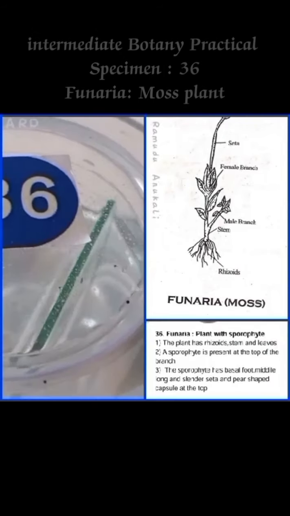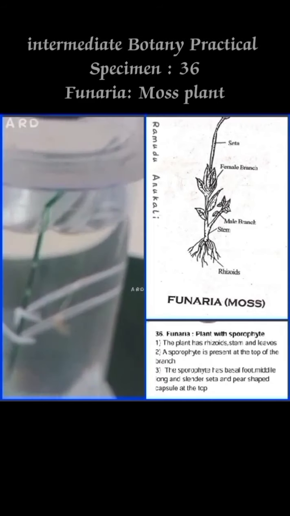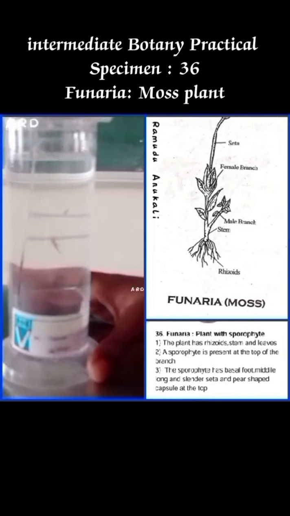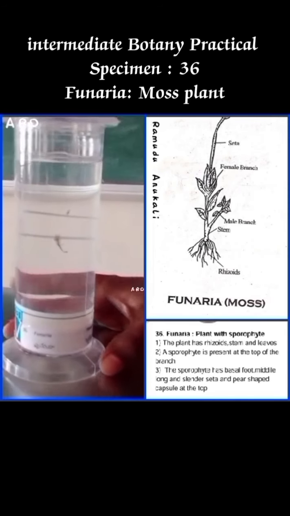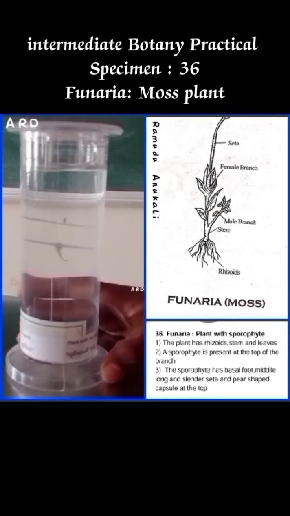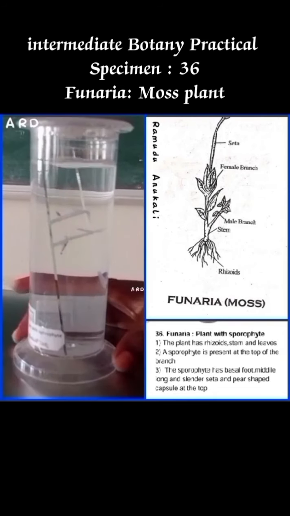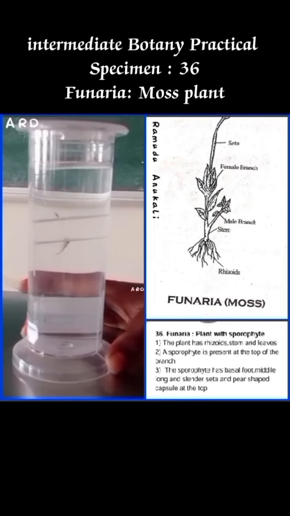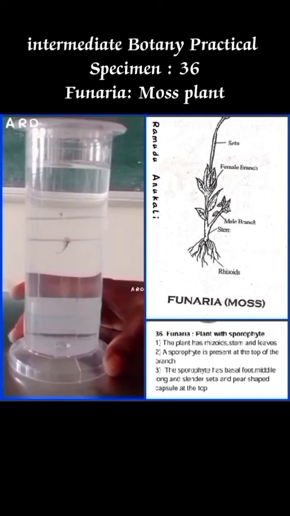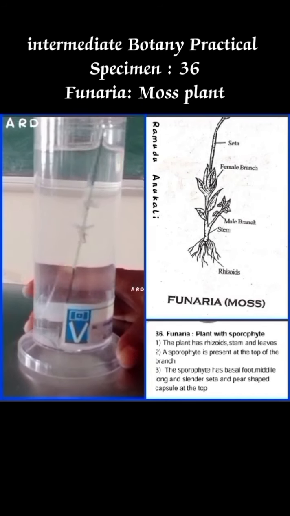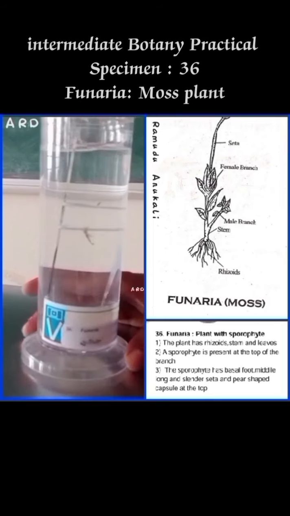Number 36. Specimen. Funaria plant with sporophyte. The plant has rhizoids, stem and leaves. A sporophyte is present at the top of the branch. The sporophyte has a basal foot, a middle long and slender seta, and a pear-shaped capsule at the top.